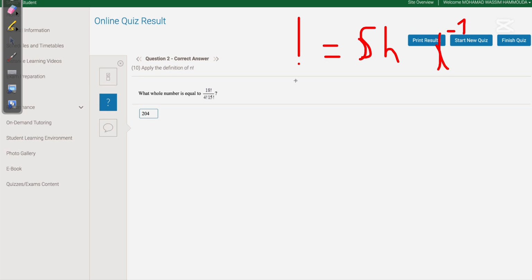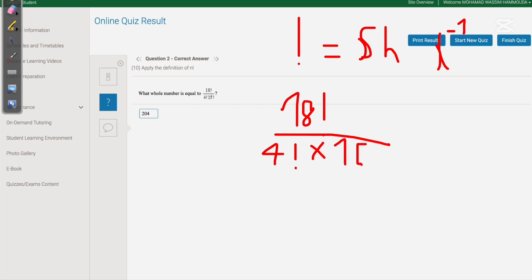So 18 factorial over 4 factorial times 15 factorial is equal to 204.